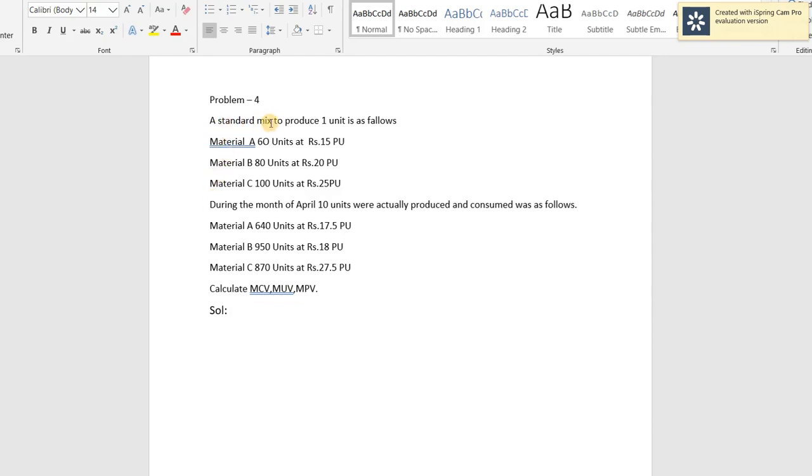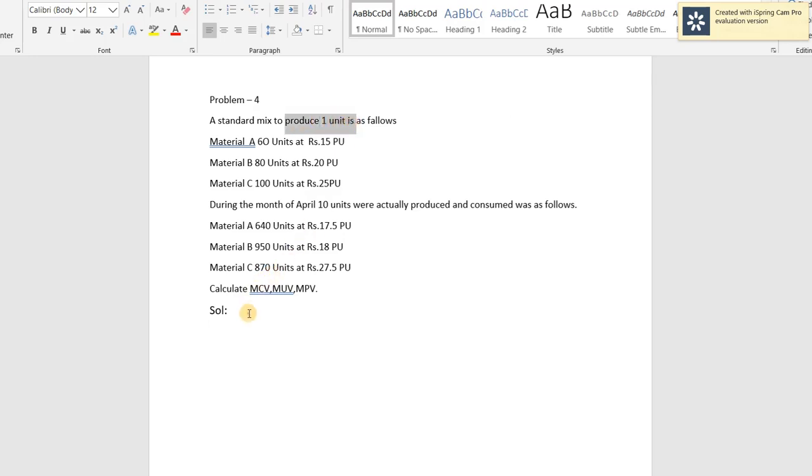A standard mix to produce 1 unit is as follows. To produce 1 unit, they gave information regarding 3 materials. During the month of April, 10 units were actually produced and consumed as follows. So in the month of April, 10 units were actually produced and consumed, and for 10 units they gave the required information. Actually, 10 units were produced, but the standard mix is for 1 unit.